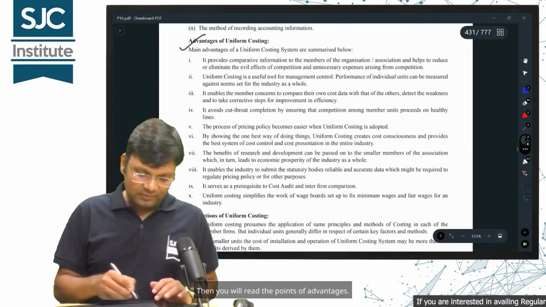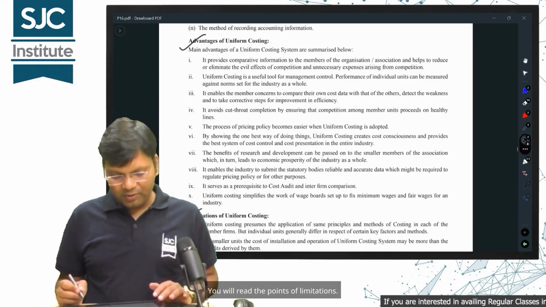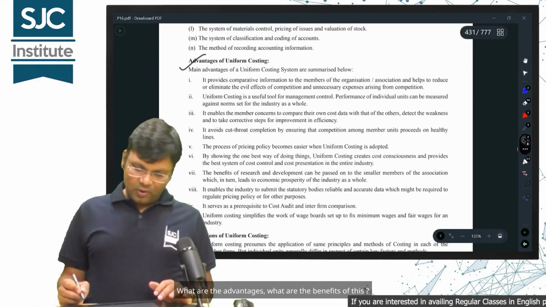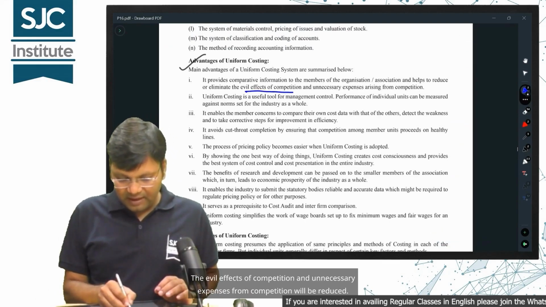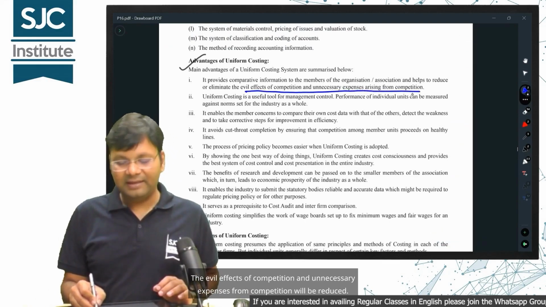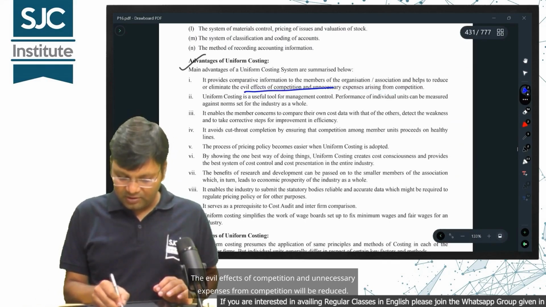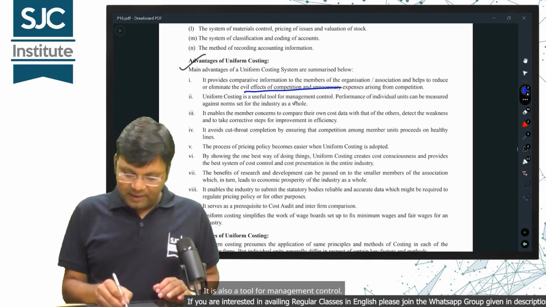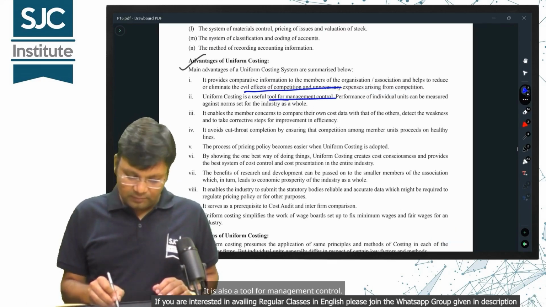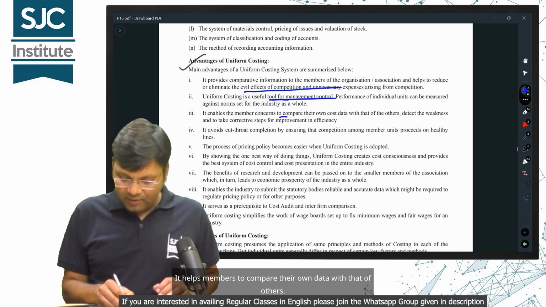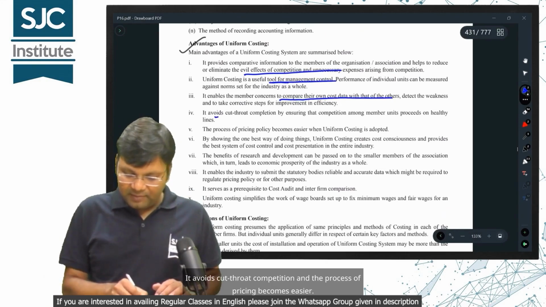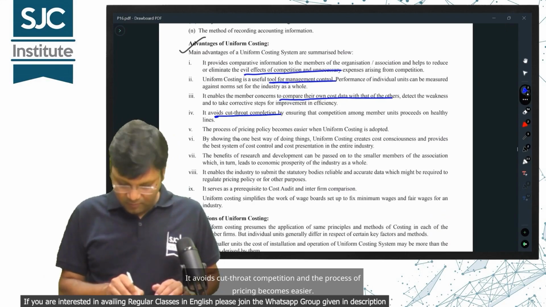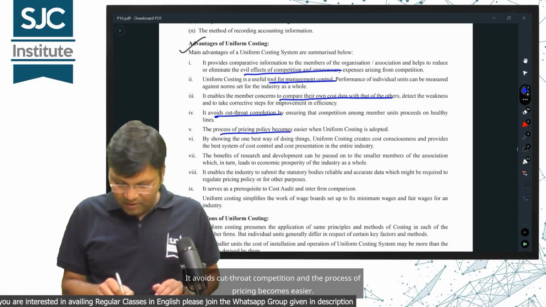Then you will read the points of advantages. You will read the points of limitations. What are the advantages? What are the benefits of this? The evil effects of competition and unnecessary expenses from competition will be reduced. It is also a tool for management control. It helps members to compare their own data with that of others. It avoids cutthroat competition and the process of pricing becomes easier.